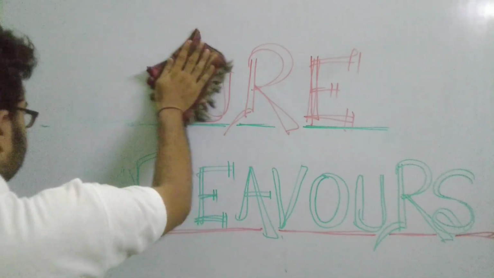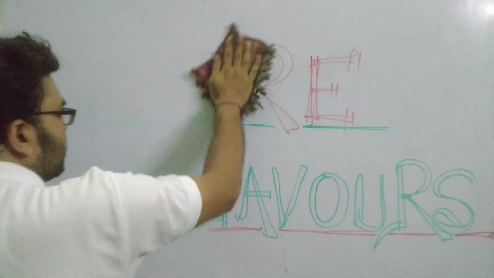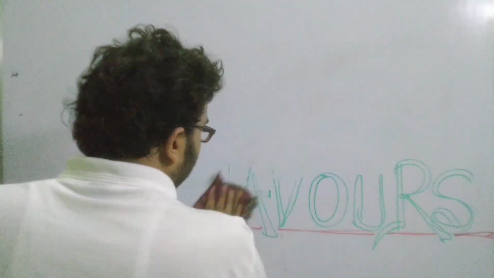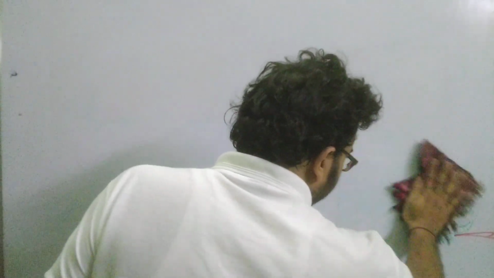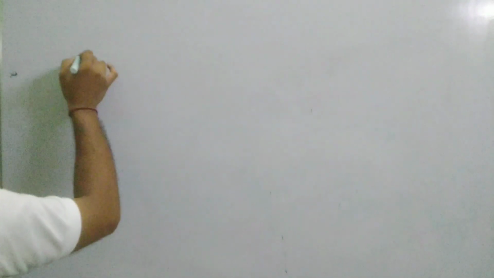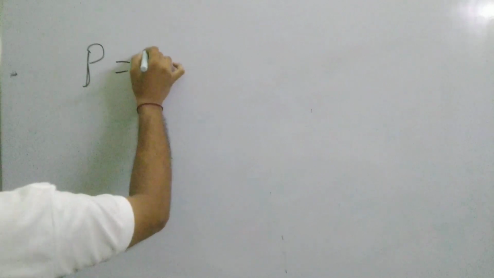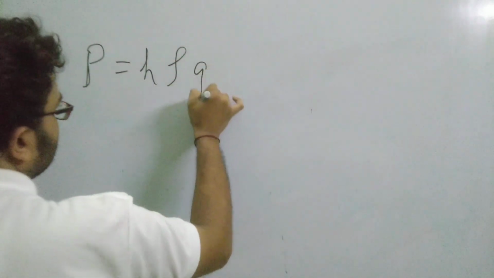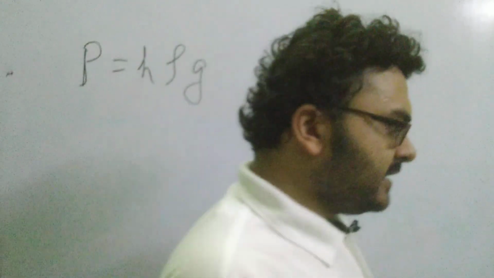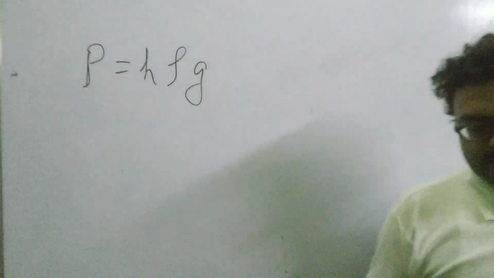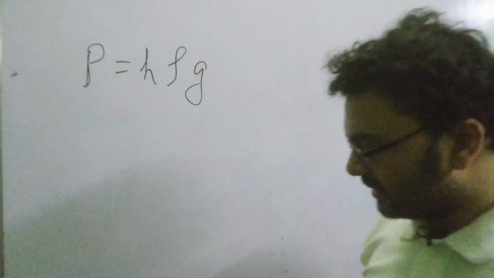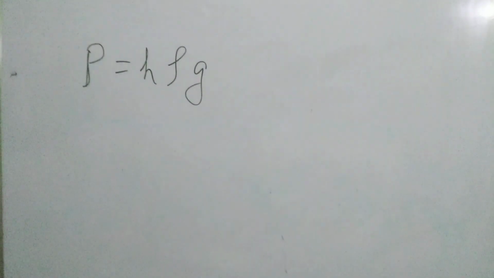As you know, if you can just recall, the pressure exerted by a fluid is given by a formula, P equals H rho G. I think all of you have remembered that. What is H? H is the depth of the liquid column, whereas rho denotes the density of the fluid, and G is the acceleration due to gravity. So we have seen this in the previous class.